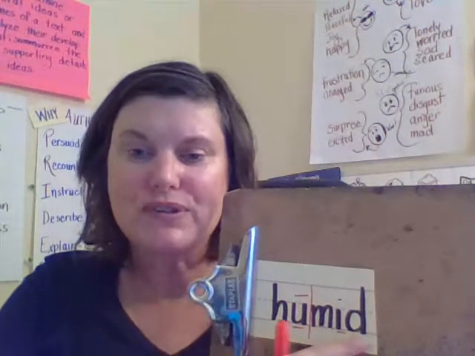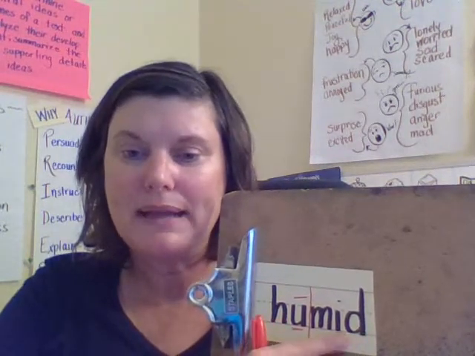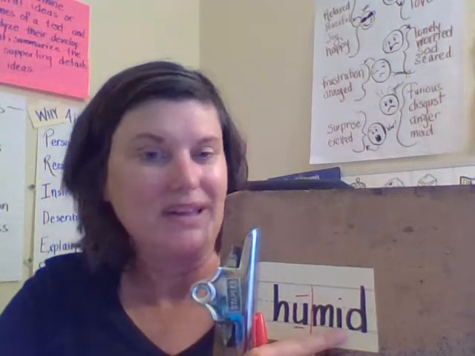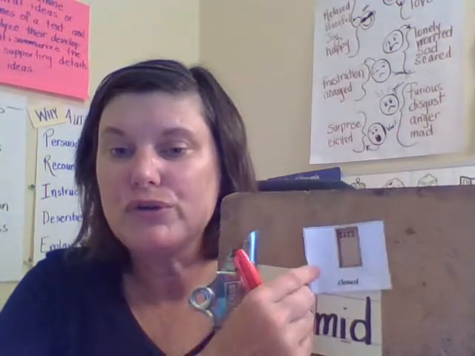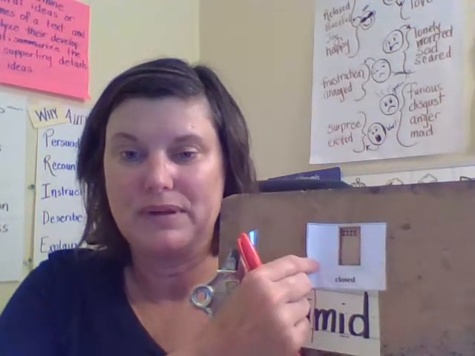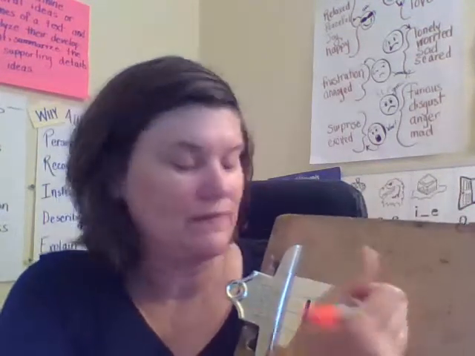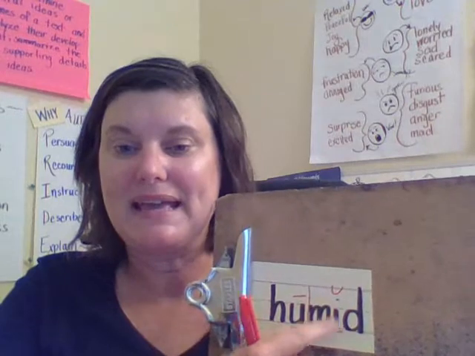And so there's a consonant blocking the way for this vowel, so it can't make a long sound. This is a closed syllable. Remember, closed syllables make a short vowel sound. So this will say I.